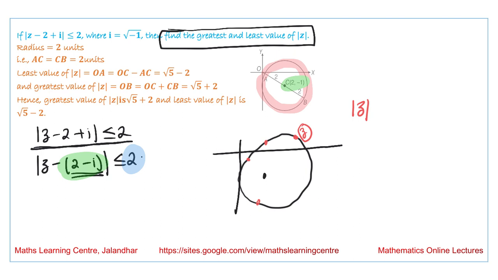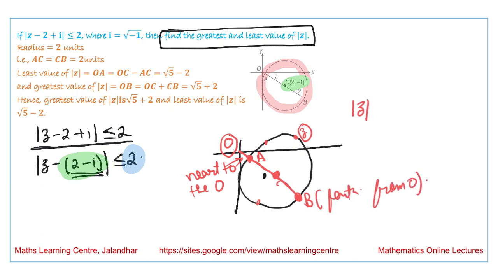If we join this point O with the center of the circle C, we have drawn a line which is passing through the center of this circle. Then this point A over here will be the point nearest to the origin. And this point B is the farthest point from O, from the origin.